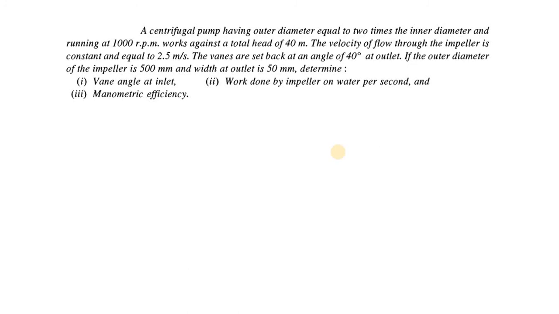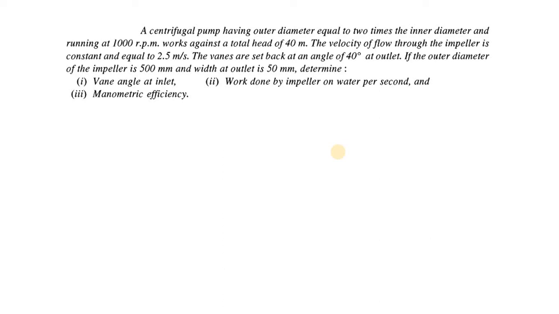The problem statement is: a centrifugal pump having outer diameter equal to 2 times the inner diameter and running at 1000 rpm works against a total head of 40 meters. The velocity of flow through the impeller is constant and equals 2.5 meter per second. The vanes are set back at an angle of 40 degrees at outlet. If the outer diameter of the impeller is 500 mm and width at outlet is 50 mm, determine vane angle at inlet, work done by impeller on water per second, and manometric efficiency. There are three things to be determined here.